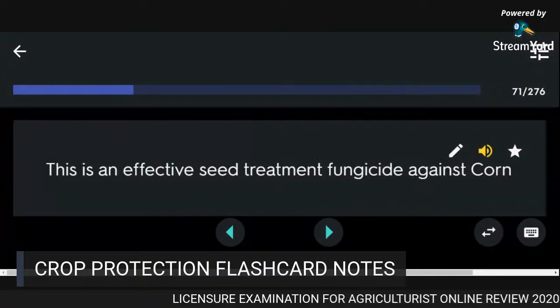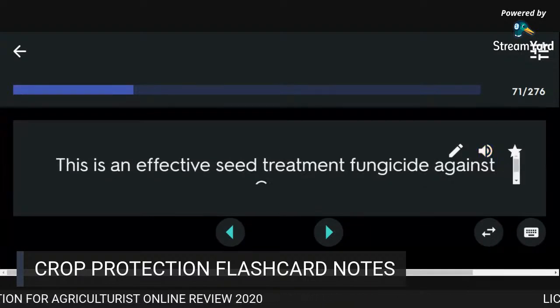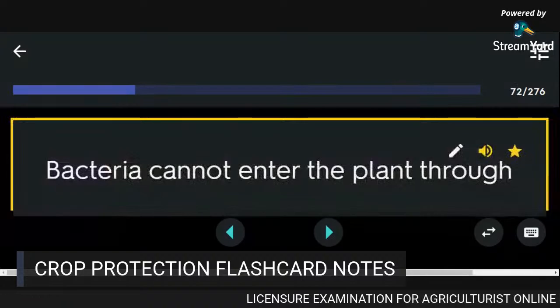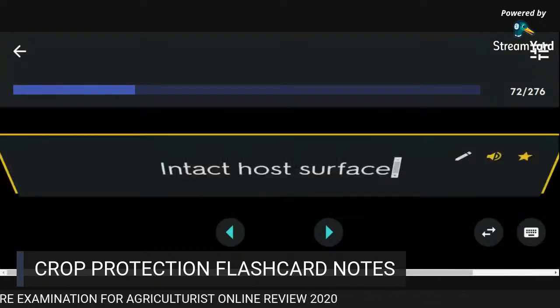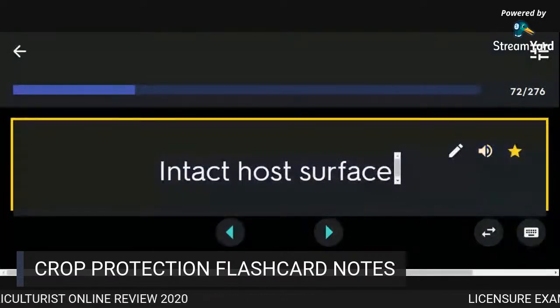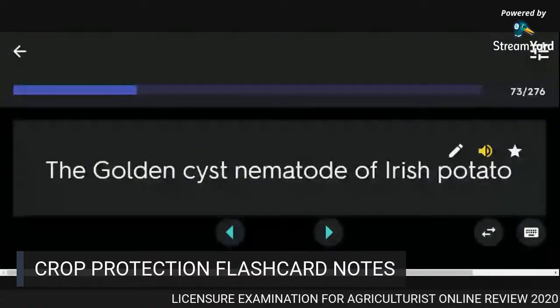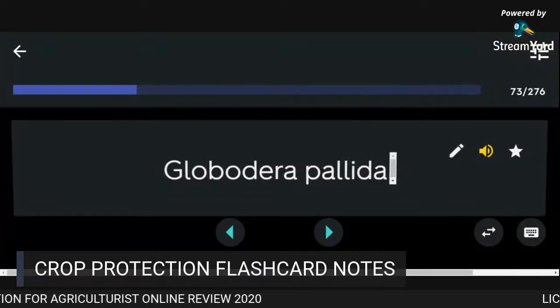This is an effective seed treatment fungicide against corn: metalaxyl. Bacteria cannot enter the plant through intact host surface. The golden cyst nematode of Irish potato: Globodera pallida.